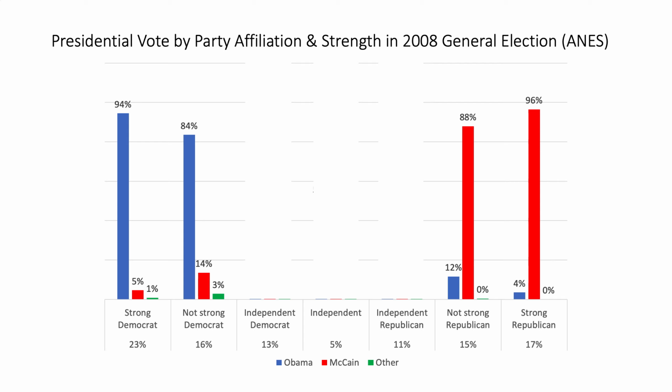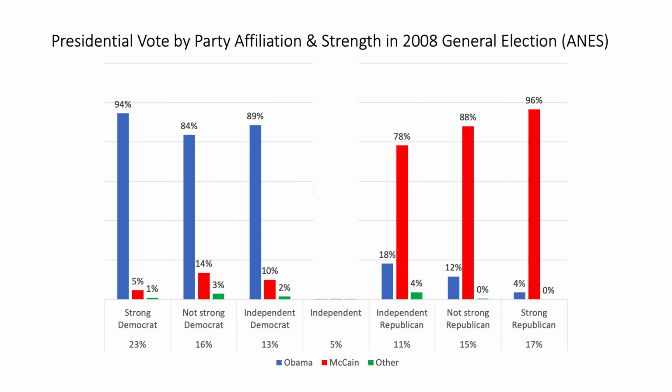Now we get into the independents. And first we'll start with the independent leaners. Among independent-leaning Democrats and among independent-leaning Republicans, you're basically talking again about 80% or greater. Notice among independent-leaning Democrats, it's almost 90%, more so than those Democrats who identify as a Democrat but are not as strong as some of those strong Democrats.